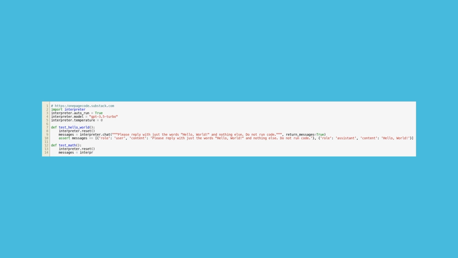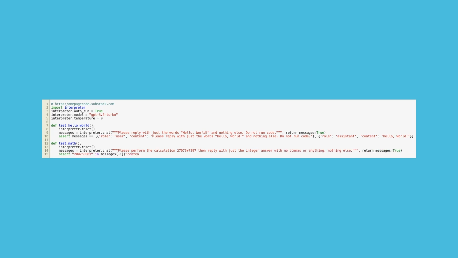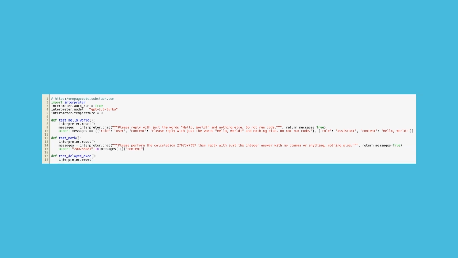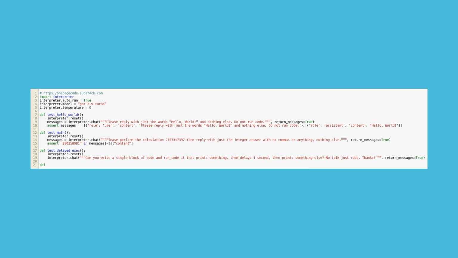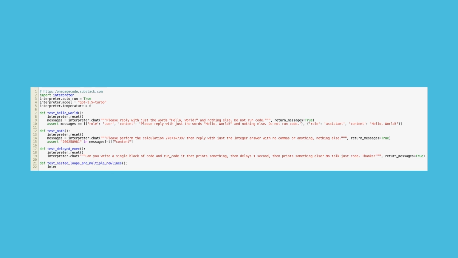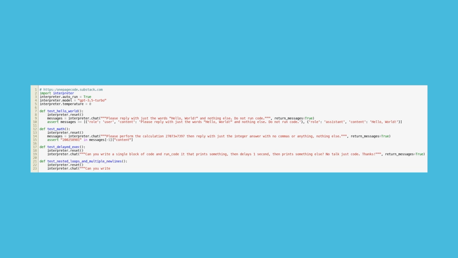The test_hello_world function tests whether the interpreter can correctly respond with the string hello, world, when prompted to do so. The test_math function tests whether the interpreter can correctly perform a multiplication operation and return the integer result. The test_delayed_exec function tests whether the interpreter can correctly execute a block of code that prints two messages with a 1-second delay between them.